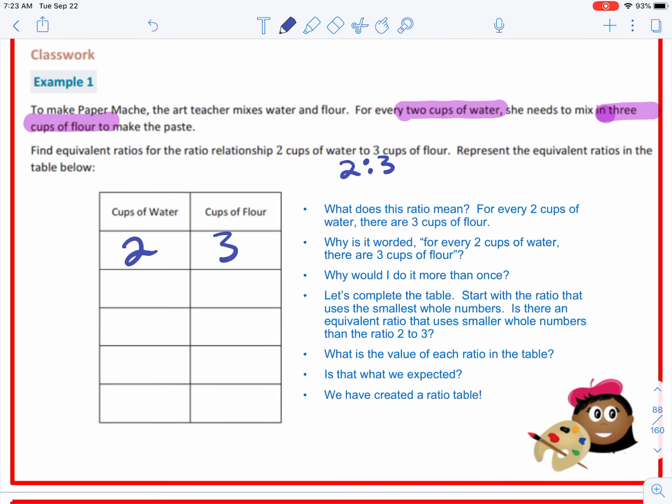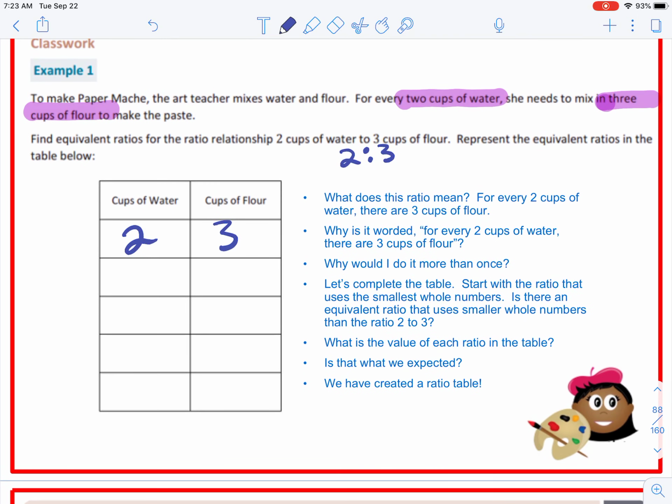Make sure you have some paper with you. Go ahead and complete the table on your own. Pause the video, and when you're done, go ahead and start the video up again.